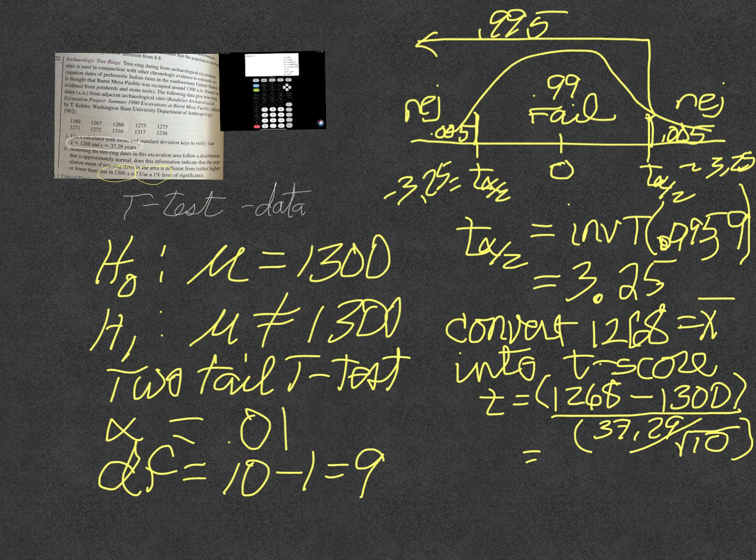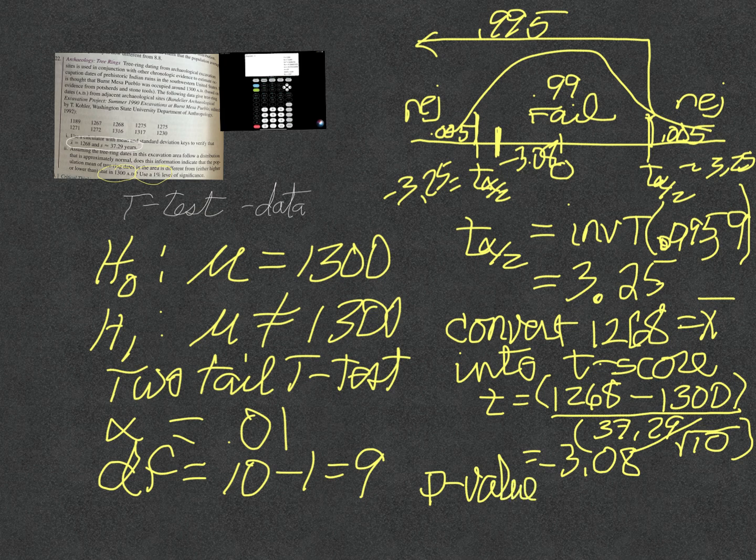Once we calculate it, we get negative 3.08, and that is the t-score, which we compare to the t sub alpha over 2. Now, negative 3.08 is going to be in this region right here, which is the fail to reject region. So I already know I'm going to fail to reject. But what our textbook wants us to do is to check the p-value as well. So we want to find the p-value.